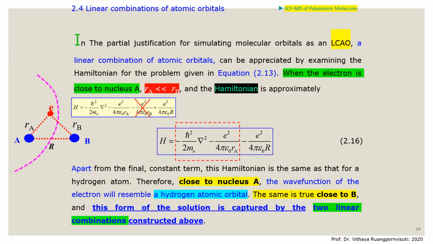Apart from the final constant term, this Hamiltonian is the same as that for a hydrogen atom. Therefore, close to nucleus A, the wave function of the electron will resemble a hydrogen atomic orbital. The same is true close to B. And this form of the solution is captured by the two linear combinations as constructed above.